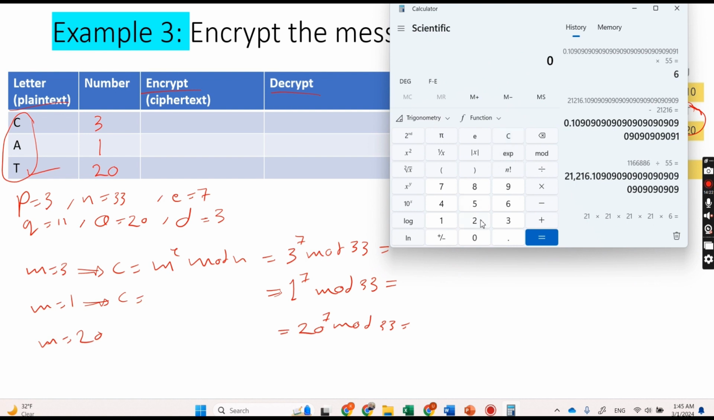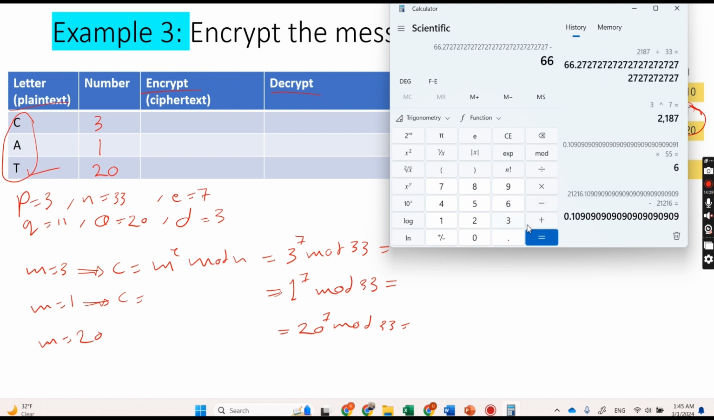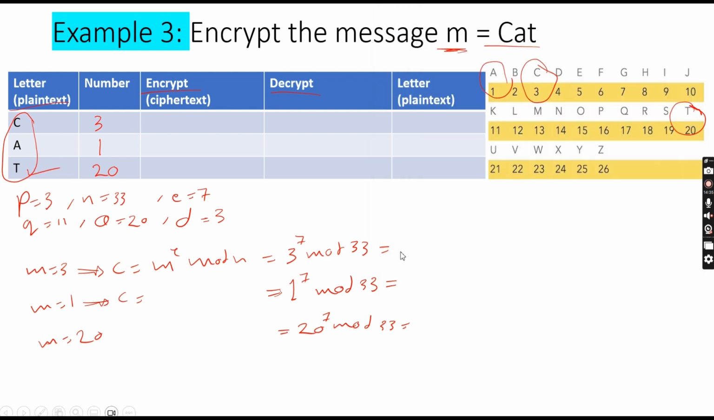Okay, so the first one is 3 to the power 7 mod 33, which is minus 66 multiplied by 33. So the answer is 9. The second one, without calculating it, 1 to the power 7 is 1. And we said that if the number is smaller than the modulus, the answer will be the number itself. So the answer will be 1.